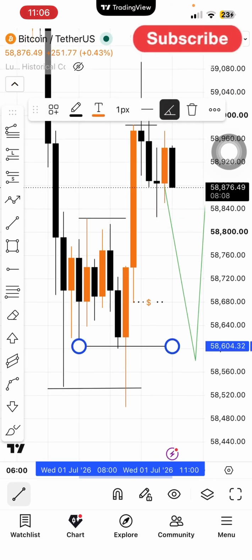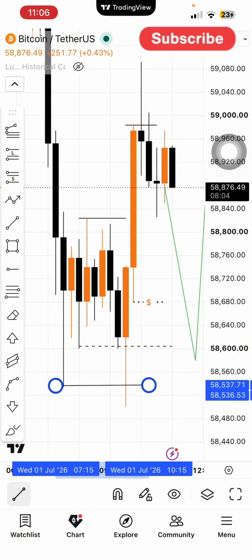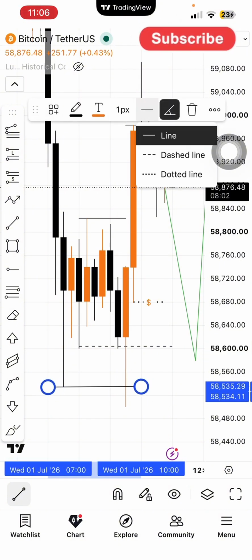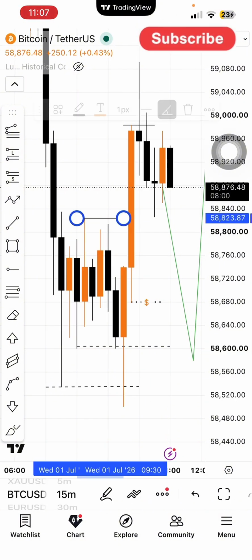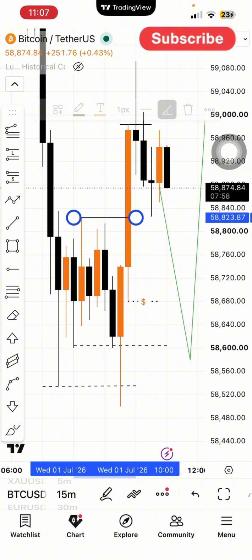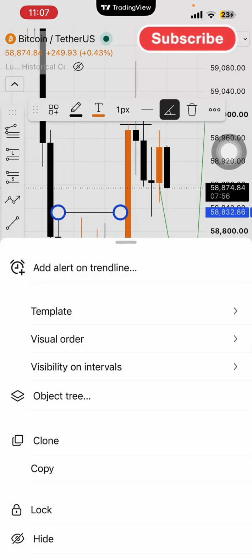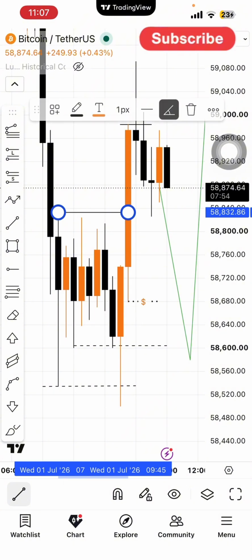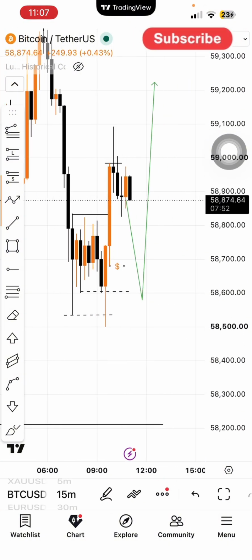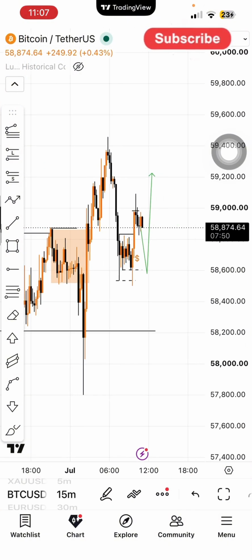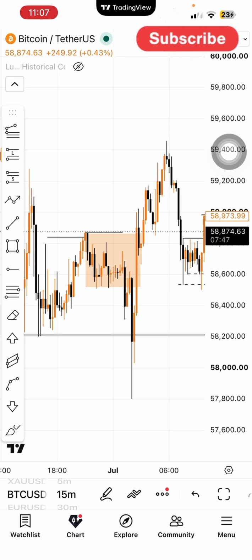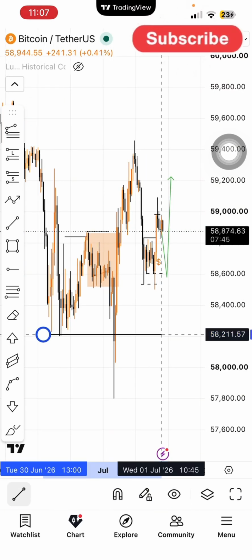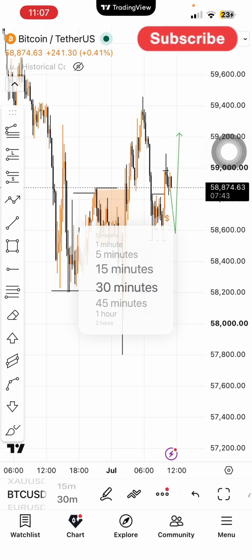Now we have the sweep. We're going to label this as sweep. Also this as a sweep. And this is our break. And that's our break. So Bitcoin is already making the same move now. This is also a sweep.